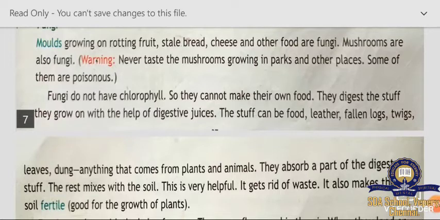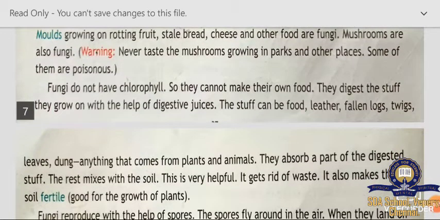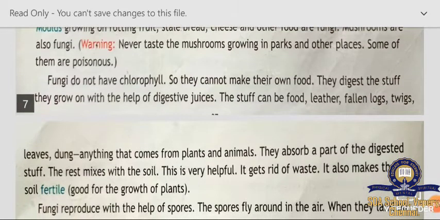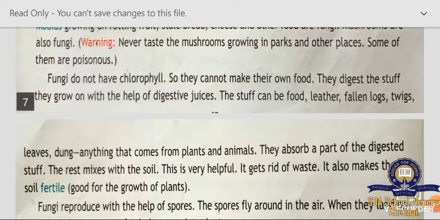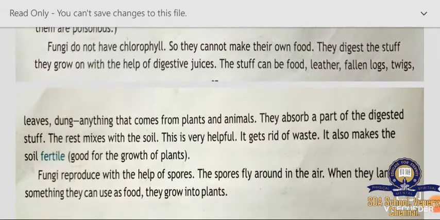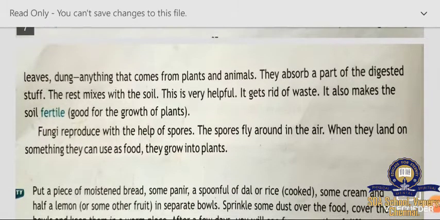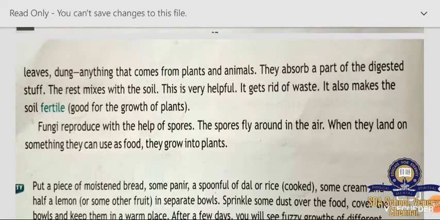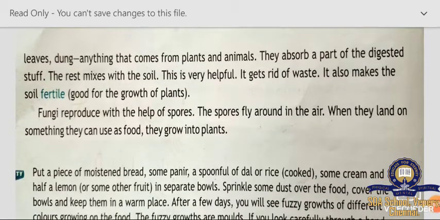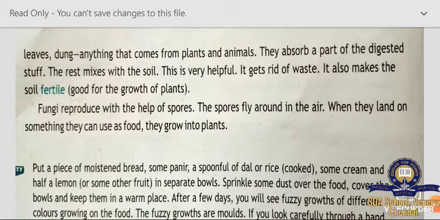Fungi do not have chlorophyll, so they cannot make their own food. They digest the stuff they grow on with the help of digestive juices. The stuff can be food, leather, fallen logs, twigs, leaves and dung. Anything that comes from the plants and animals. They absorb a part of the digested stuff.